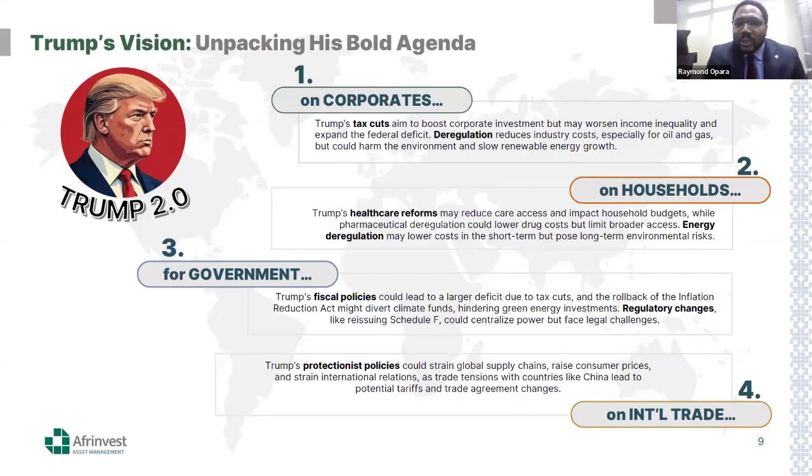But we understand that for corporates, we expect that Trump's tax cuts will boost investment activity. On households, we understand that Trump is key on energy regulation, and this could mean lower costs for households in the short term, but pose long-term environmental risk. Also on the government, Trump's spending could lead to a larger fiscal deficit, due to the rollback of the Inflation Reduction Act, and we might also see some regulatory issues on the executive side.